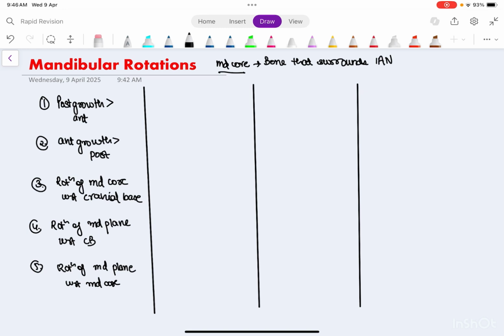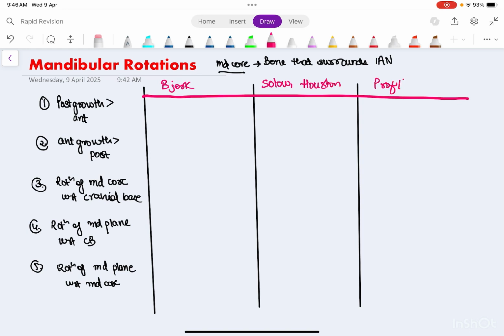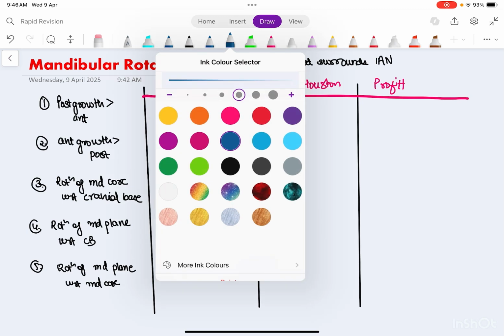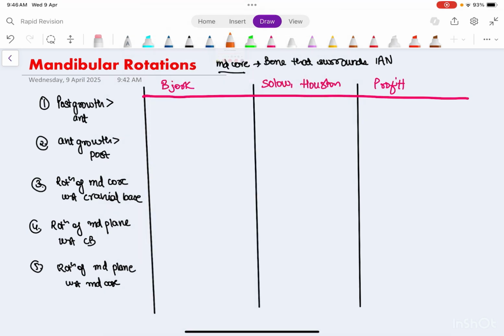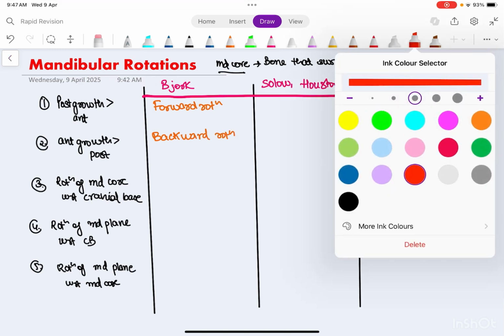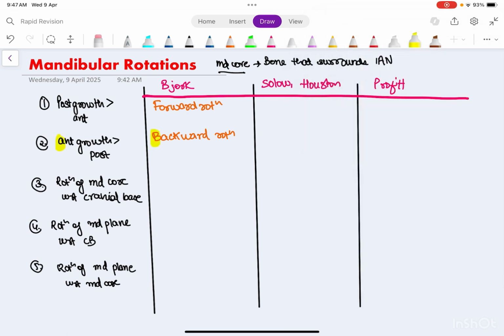So if you have posterior growth more than the anterior growth, here I'll just write the names of authors: Solow, Austin, and Profit. If you have posterior growth more than anterior, this is called forward rotation. And the opposite of it, obviously, we'll call backward rotation. So you need to remember this, just a basic way, don't get confused. See, A, B: anterior growth is more, so backward.